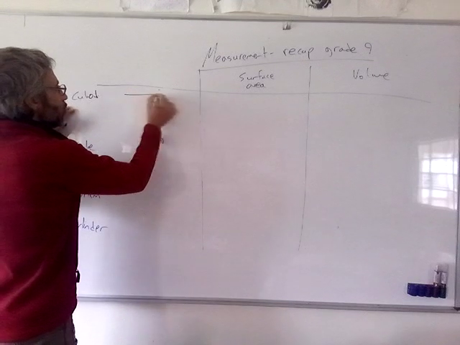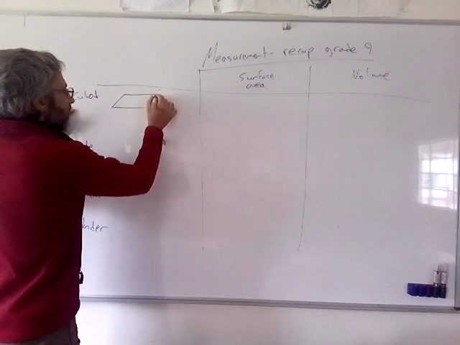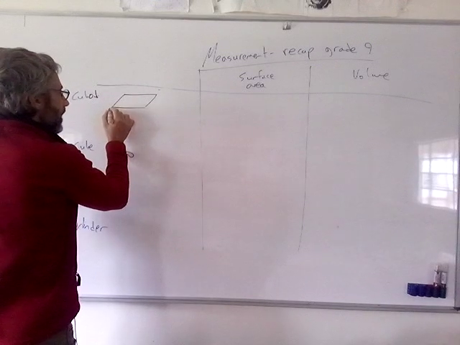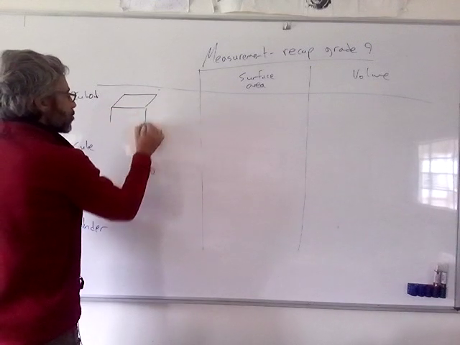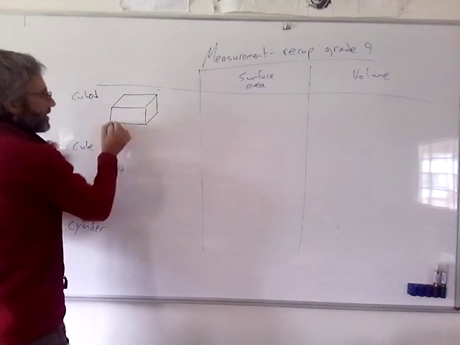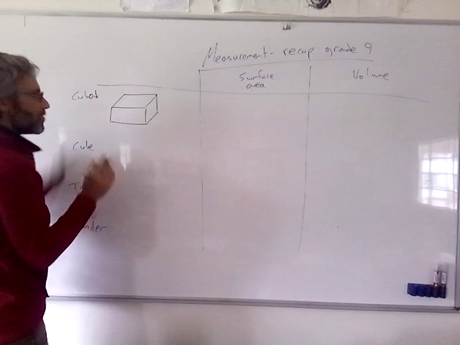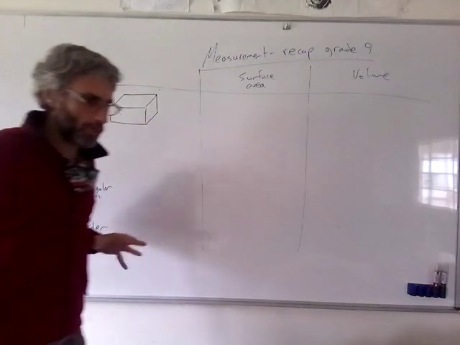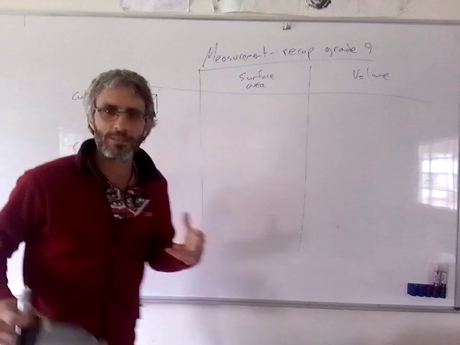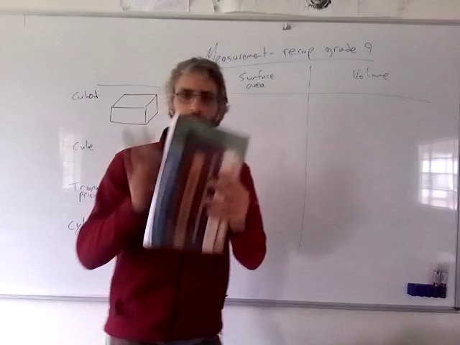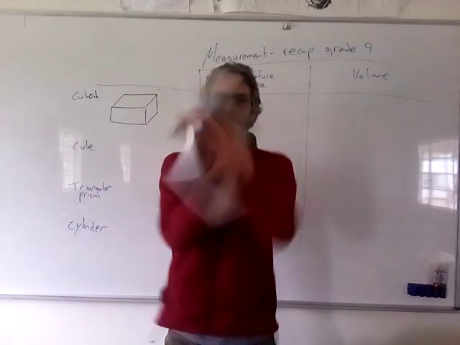So how do you draw a rectangular prism? I draw a little parallelogram. Then I draw straight vertical lines going down, and then another base. So we've got two bases. All these shapes, by the way, you can call them prisms, which means they have two bases, the bottom base and the top base.